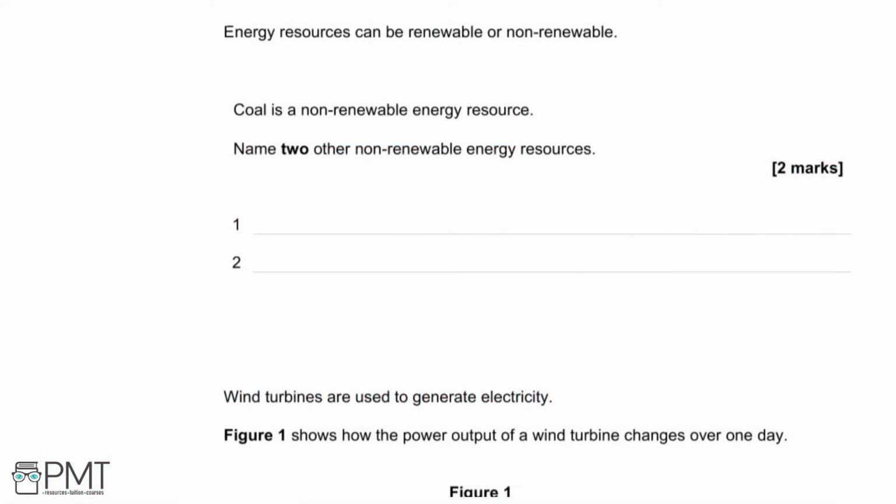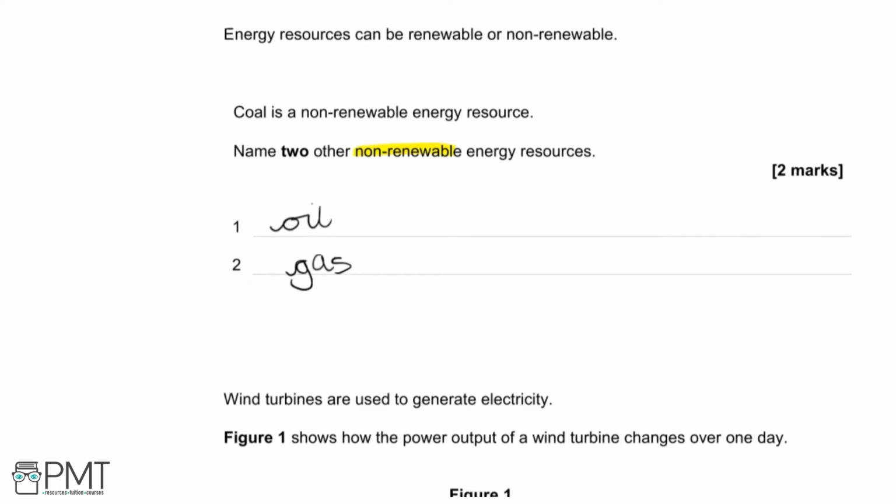Energy resources can be renewable or non-renewable. Coal is a non-renewable energy resource. Name two other non-renewable energy resources. So coal is one of three fossil fuels, and a fossil fuel is one type of non-renewable energy resource. The other two are oil and gas.